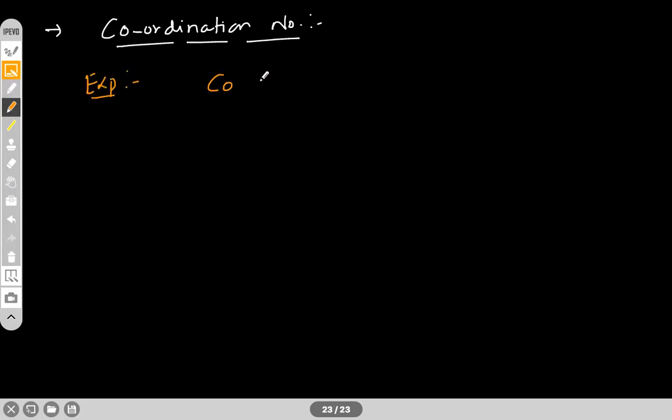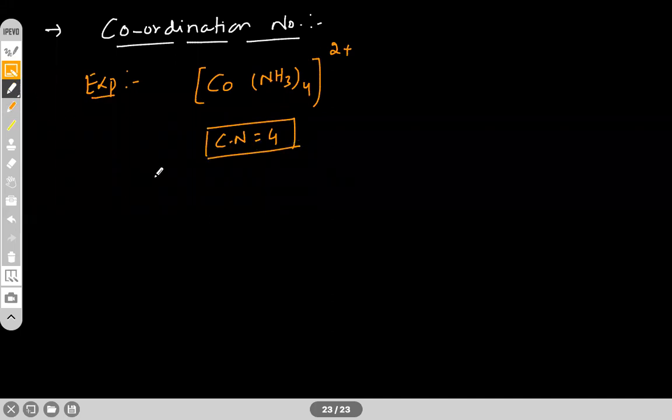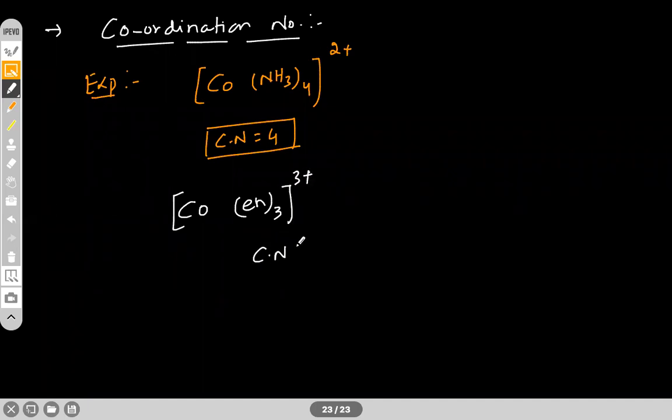Suppose I take [Co(NH3)4]2+. We have 4 nitrogen atoms bonded with it, so the coordination number is 4 here, simply. If I take [Co(en)3]3+, what is the coordination number here? It is 6, because en is a bidentate ligand and there are 3 ligands present, so it is 6.